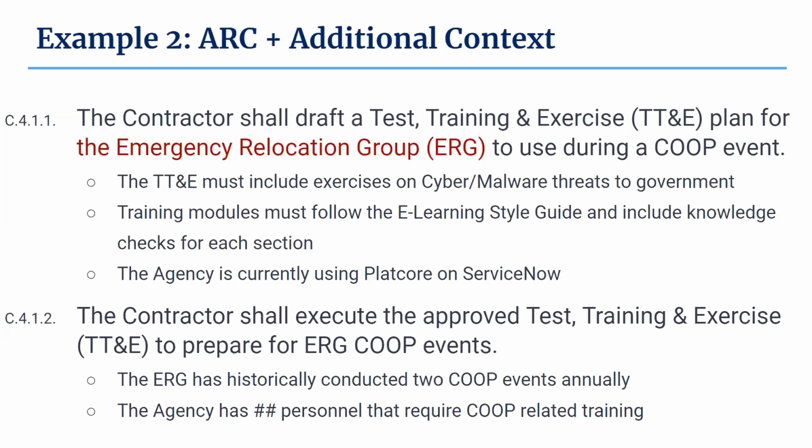Now, if we look at the next requirement, the contractor shall execute the approved test, training, and exercise plan to prepare for ERG COOP events. We're going to provide some additional context here. So they're going to execute an approved plan. That's the key word there. They're going to execute the approved plan, and I forgot the word plan there, but they're going to execute it. Now, when you're talking about executing a plan, that plan should include a work breakdown structure, schedule, milestones, that sort of stuff. So they're executing against something that is executable, right?